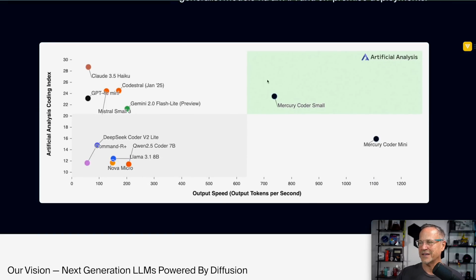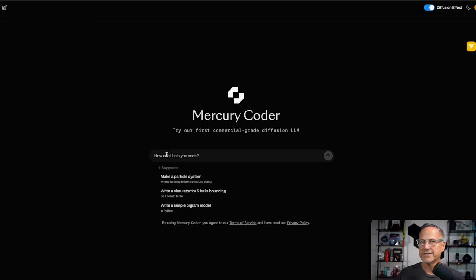This is what I was talking about. You get good intelligence and really, really fast output of 750 tokens per second or so, which is way higher than these other models are capable of doing. So that's their big benefit, is that they're able to generate tokens at a very, very high speed and also have reasonable coding and analytical ability. So anyway, back to the playground.